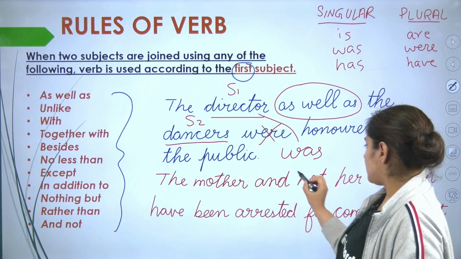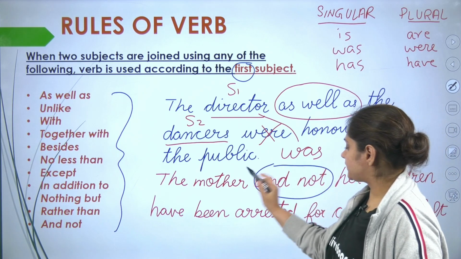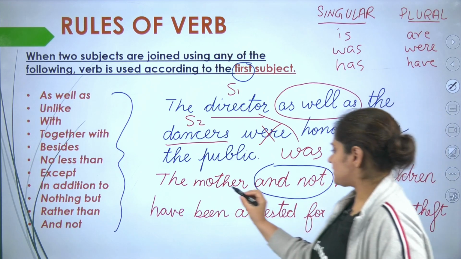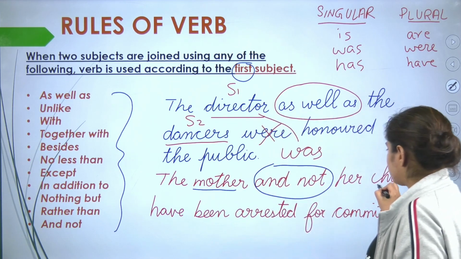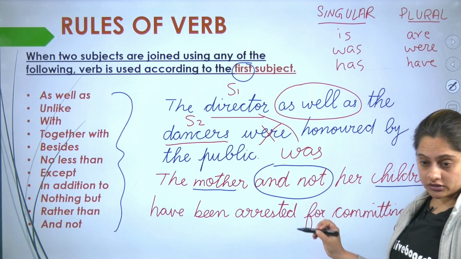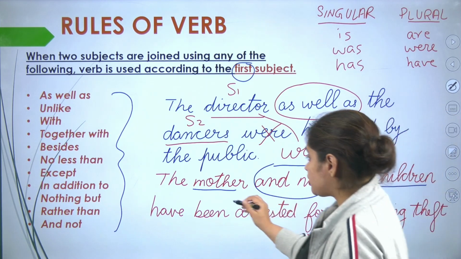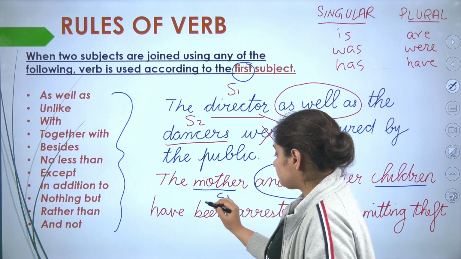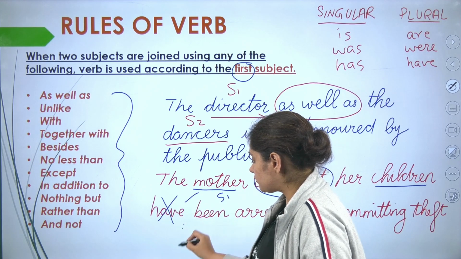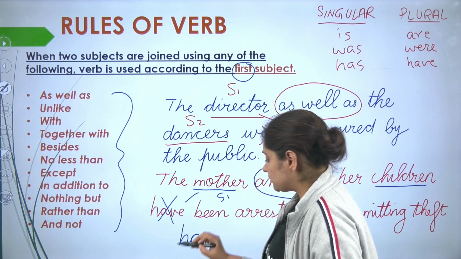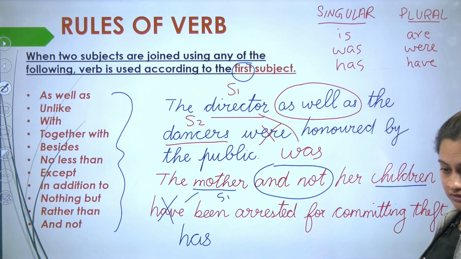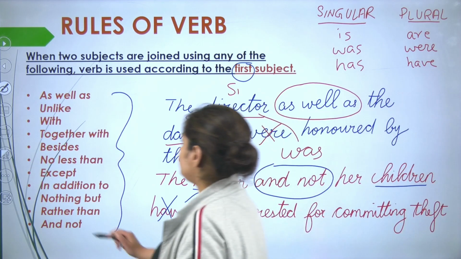Okay, now with "and not", we are connecting two subjects, subject 1 the mother, subject 2 children, with and not. In this case, guys, again you will use the verb according to subject 1. So subject 1 is mother, have is plural, what will come? Subject 1 is singular, so the verb will be has, singular. Are you getting this? Okay, so even if you connect two subjects with and not, the verb will be according to your first subject, remember.